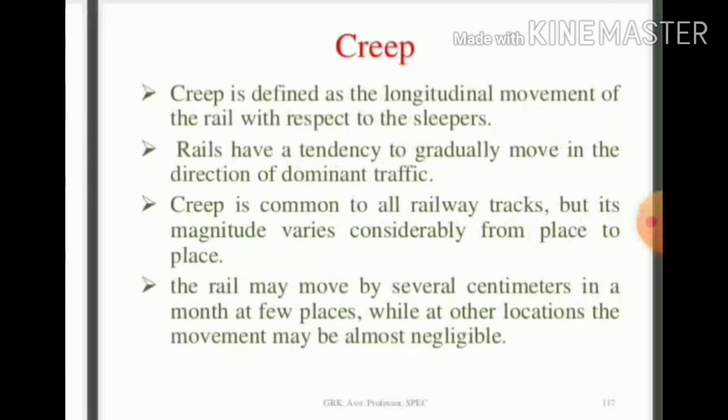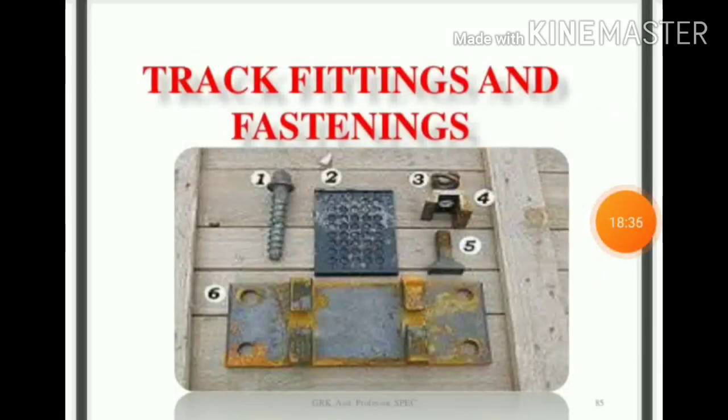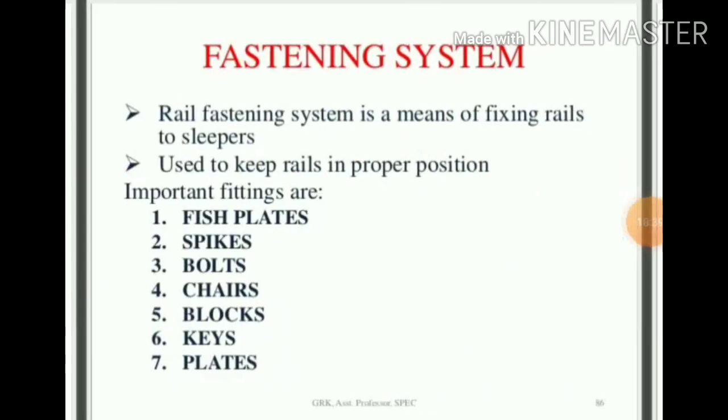Understand? So up to now we have discussed the different components used for fitting track. They are called track fittings and fastenings. So the most commonly used means for track fitting, that is the fastening system involved in the railway track, are fish plates, spikes, bolts, chairs, blocks, keys and plates.